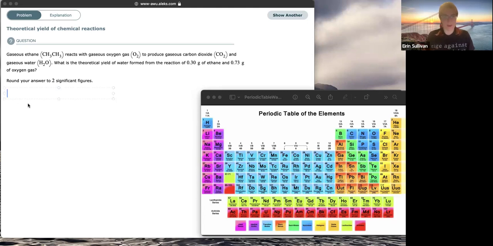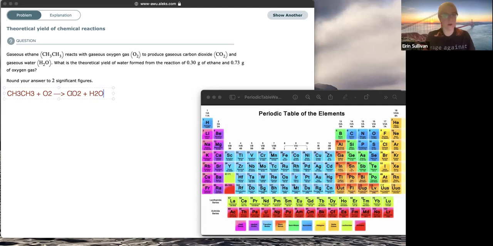So first of all, let's get a balanced chemical equation. So we've got C2H6 plus O2 forms carbon dioxide and water. Now, this is a combustion reaction. So for any combustion reaction, to balance it, the easiest way is to balance carbon, then hydrogen, then oxygen.